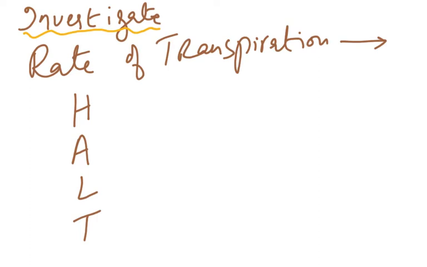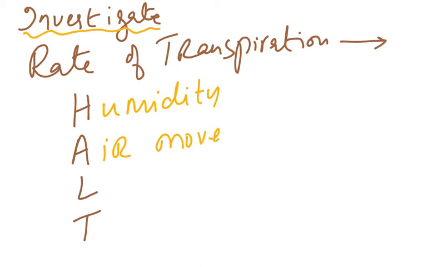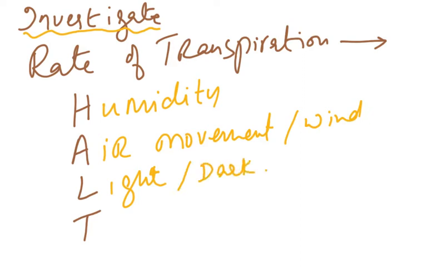It's very easy to remember. I've made a mnemonic, HALT. HALT: humidity, air movement, or you can say wind, and light. What happens to the rate of transpiration in light? You'd have to compare it with keeping the plant in the dark. And the effect of temperature.